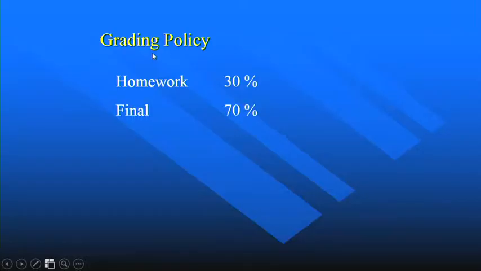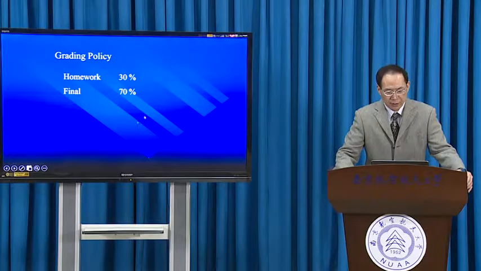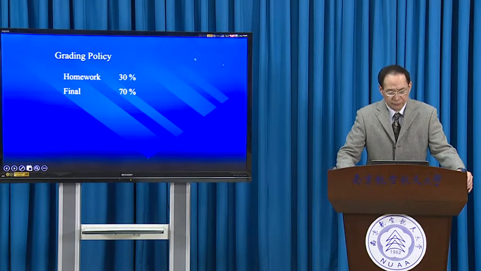Now, this is the grading policy. The final marks will have two parts. The homework will take 30%. The final examination will take 70% of the total mark in the final result.